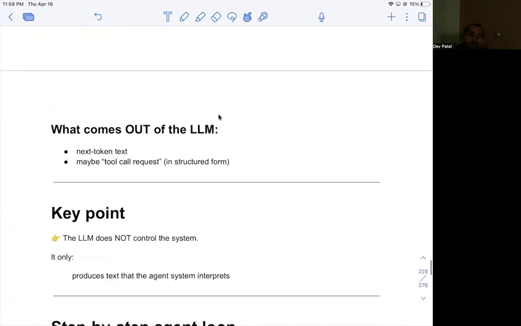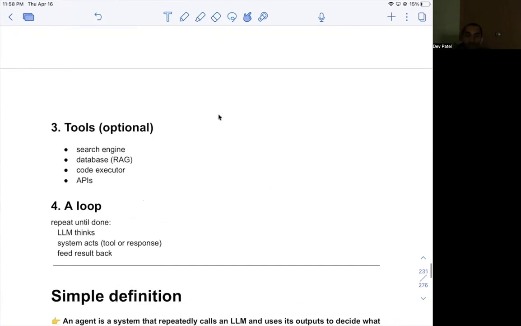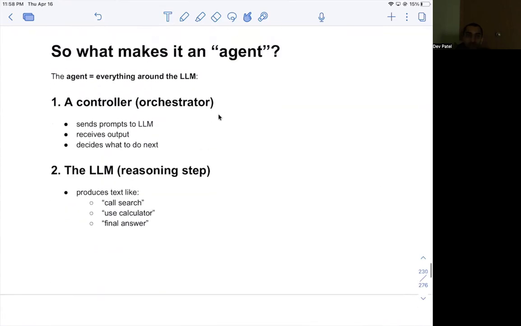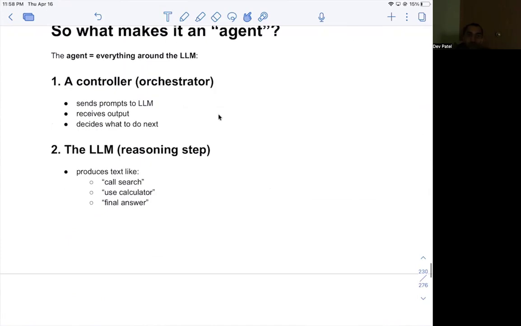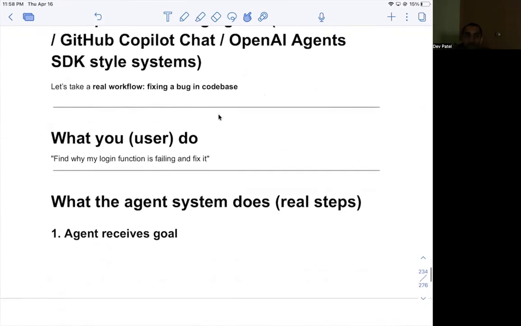There are different models for agentic workflows. Again, tools, as we talked about: search engine, database, a reasoning step, and then a controller who sends prompts to the LLM and then decides what to do next. We'll stop there.